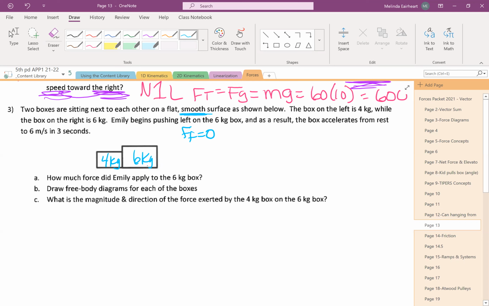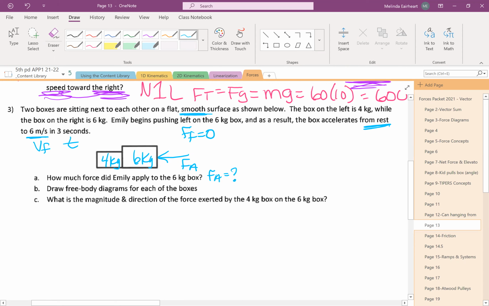Okay. Emily begins pushing to the left on the 6 kilogram box. So not that I'm drawing a force diagram, I'm just adding whatever they're telling me here. Emily pushes to the left on the 6 kilogram box. And as a result, the box accelerates from rest to 6 meters per second, final velocity, in 3 seconds. Sounds like what to me? Kinematics. And then 3 questions. How much force did Emily apply? In other words, FA equals what?